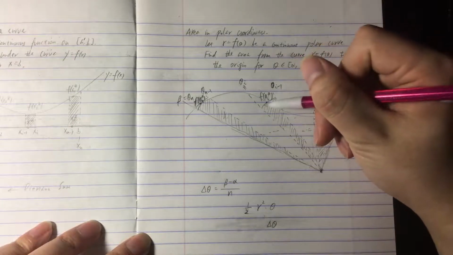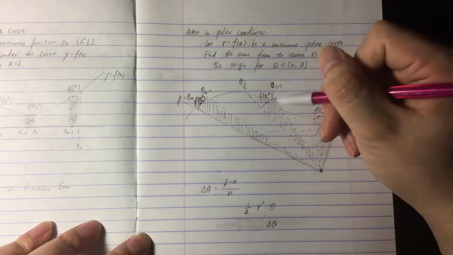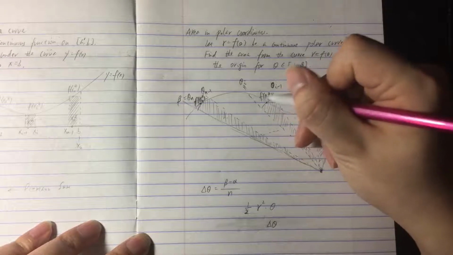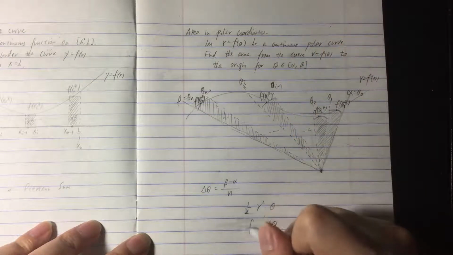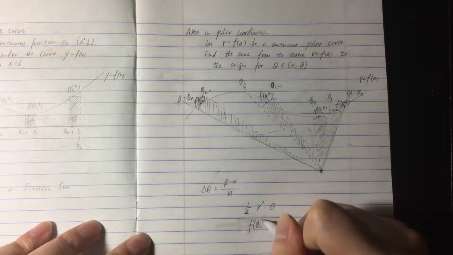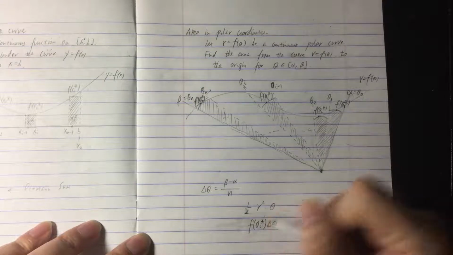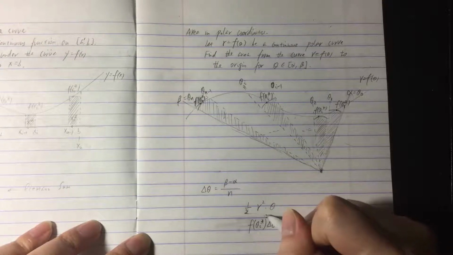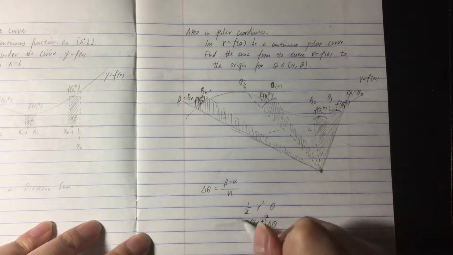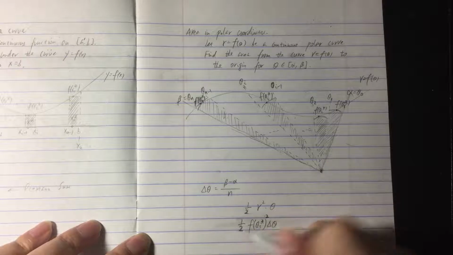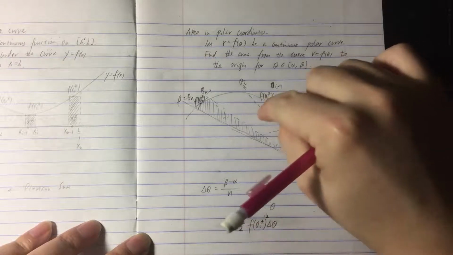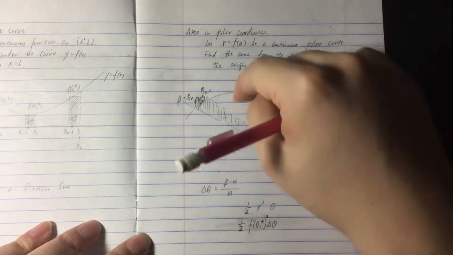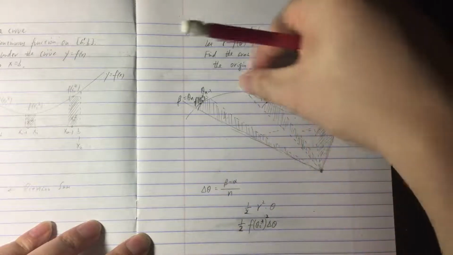Since we use f of theta i star as a radius to draw the circular sector, the radius of this circular sector is f of theta i star. Then we square the radius, and then times half. That's the area of this circular sector, which is very close to the area of this region here.